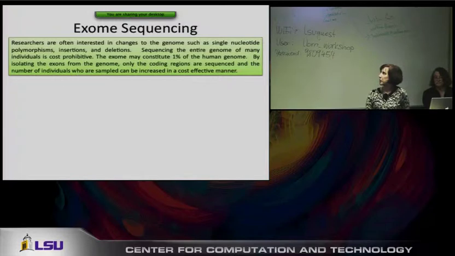Thirdly, I'd like to talk about exome sequencing. Researchers are often interested in changes to the genome, such as single nucleotide polymorphisms, insertions, and deletions. Sequencing the entire genome of many individuals is cost prohibitive, but the exome is only about 1% of the human genome. So by isolating the exons from the genome, only the coding regions are sequenced, and the number of individuals who are sampled can be increased in a cost-effective manner.